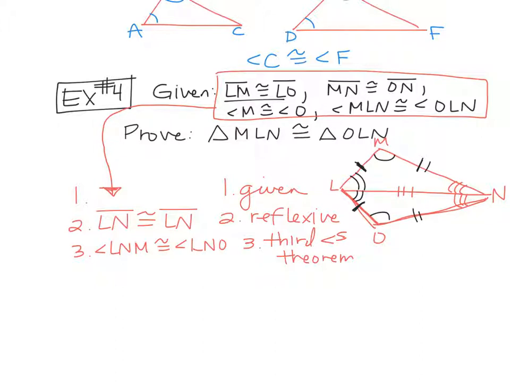all 3 pairs of sides congruent, so we can say what they asked us to prove, triangle MLN is congruent to triangle OLN. Why? Do you remember what we said on that last one? Definition of congruent triangles. Definition of congruent triangles.